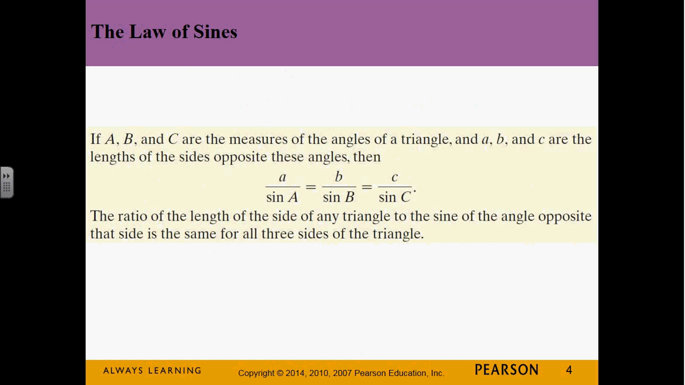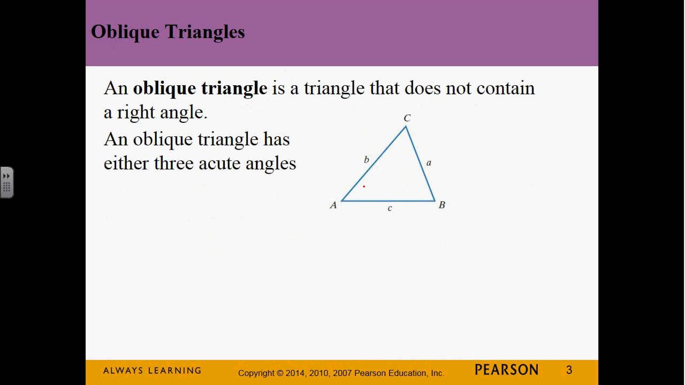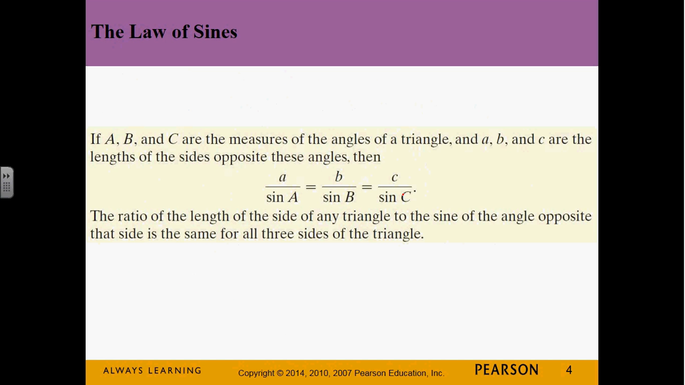If A, B, and C, all caps, now when we do triangles, we always use capital letters for angles and lowercase letters for sides, and they tend to be in pairs. Like big A will be paired up with little a, the angle and the side opposite it. Okay, so when I draw out a triangle like this, notice A and little a are opposite each other, B and little b are opposite each other, C and little c are opposite each other. So this is important to recognize when we're doing law of sines. So as long as these are your angles and a, b, and c are the lengths of the sides, then a over sine A equals b over sine B equals c over sine C.